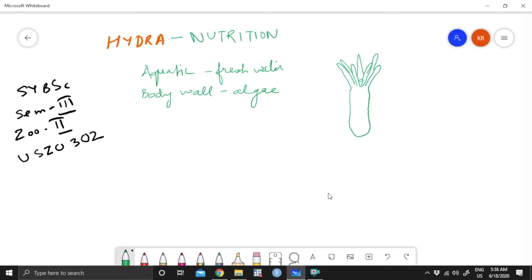This part is the mouth along with tentacles. Naturally, feeding takes place over here, and this is an important part. And this part, because of the mouth, we call the oral end. And this part, because it is the opposite of the oral end, we call the aboral end. Usually this type of oral and aboral ends are seen in animals that possess radial symmetry.